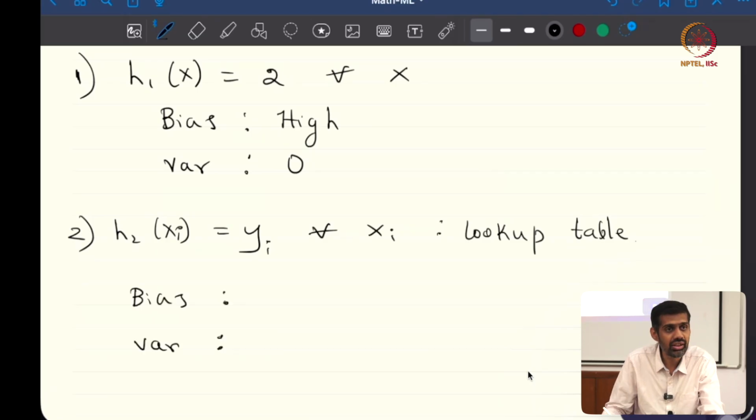What's the bias of the second hypothesis? Yeah, please show that. This can be algebraically shown. This has zero bias. Why? Because what is bias? Bias is the deviation of the classifier from the reality. This is exactly the classifier on the data that it has been shown.